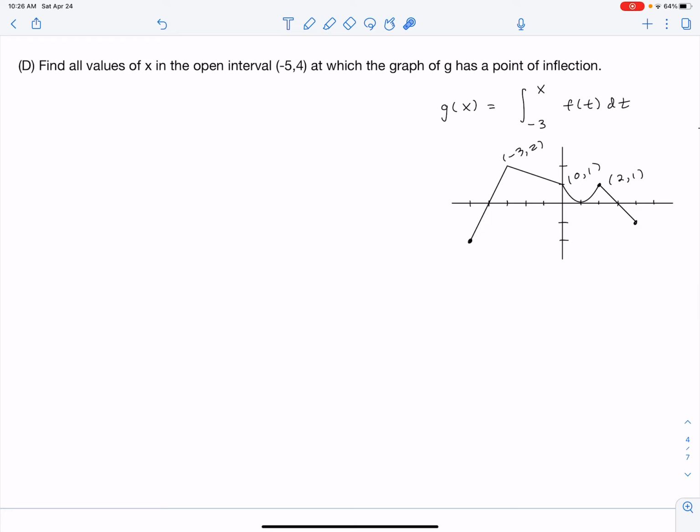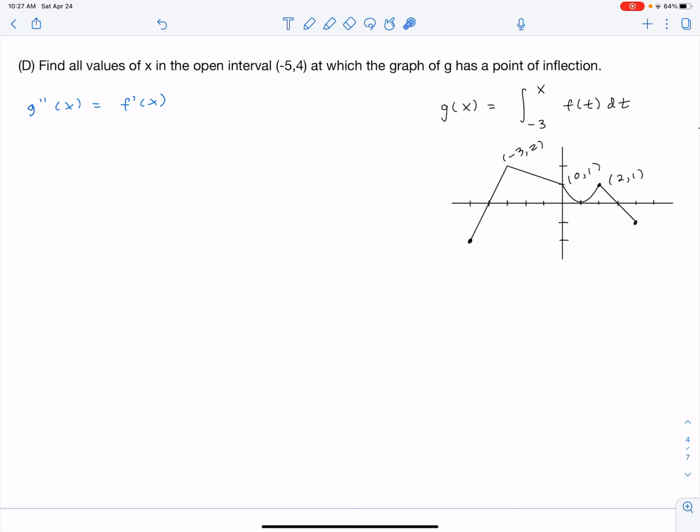Okay, what do we got here? Find all the values of x in the open interval from -5 to 4 at which the graph of g has an inflection point. So, inflection points. Inflection points occur, so if we have g of x, we have to take the second derivative, right? We want to know where the second derivative changes concavity, right? So when does that occur? Well, the second derivative of g equals the first derivative of f of x. So I want to know, when does the first derivative change?